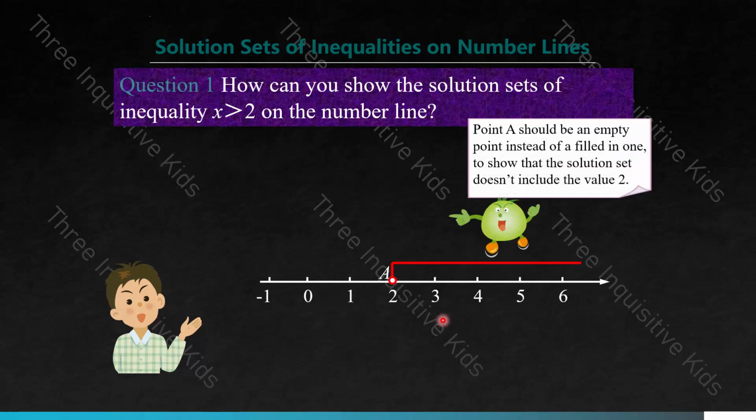And just a reminder, point A should be an empty point instead of a filled-in one to show that the solution set doesn't include the value 2. Here it says x is greater than 2, but if it were x is greater than or equal to 2, then this would be filled in as well.